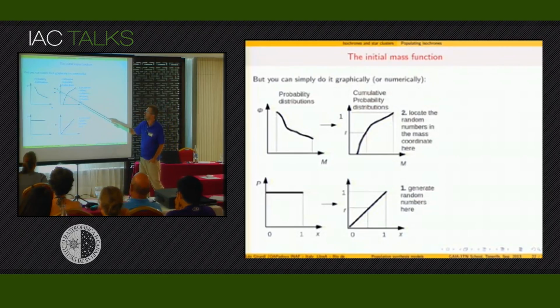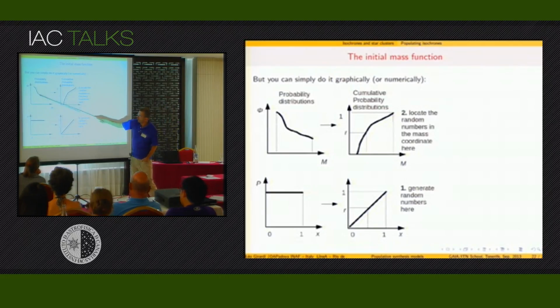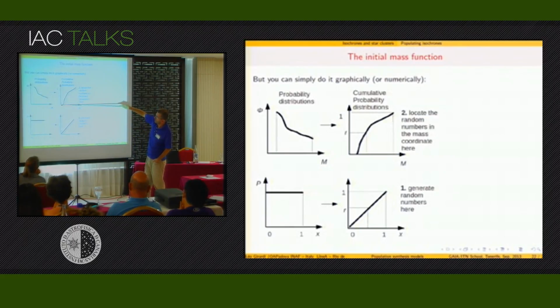In the case of the IMF, I have a probability distribution which is something like that. Generally, for the Salpeter IMF, it's a decreasing power law. I can easily, with any numerical code, convert this function into a cumulative probability distribution as a function of the initial mass, like this one. This function goes from 0 to 1. I generate random numbers along this x axis between 0 and 1. I locate the random number here and easily read here what's the mass I have generated in this plot. Is that clear?